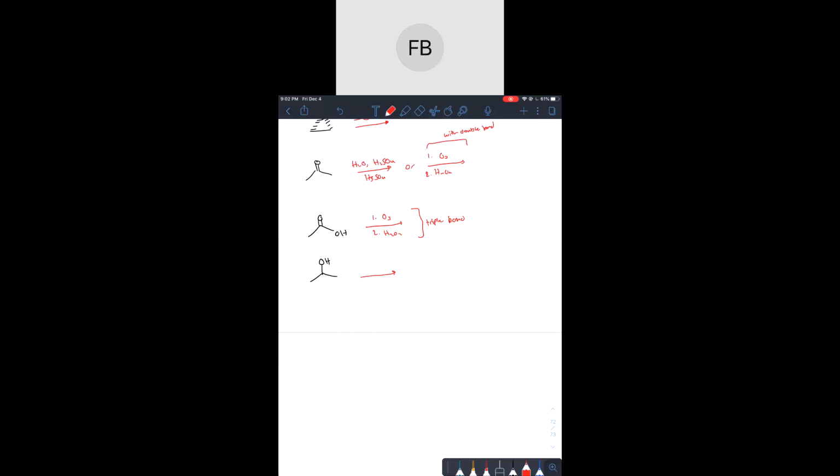Anyone have any ideas about this one? OH standing on its own. There are 2 options. Could you make it a double bond and use Markovnikov's rule? Yeah, so it could have come from a double bond with Markovnikov. Or anti-Markovnikov. Or no, it couldn't have been anti-Markovnikov. No, let me just work it out because I can't remember that reaction now.